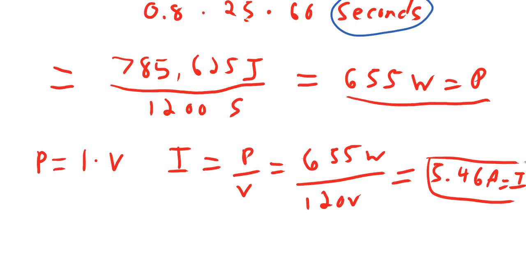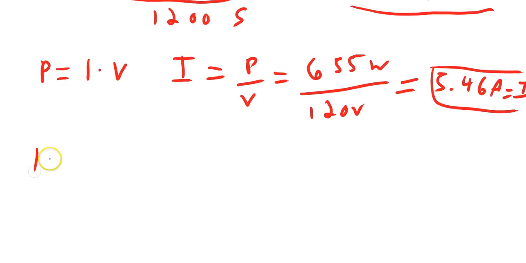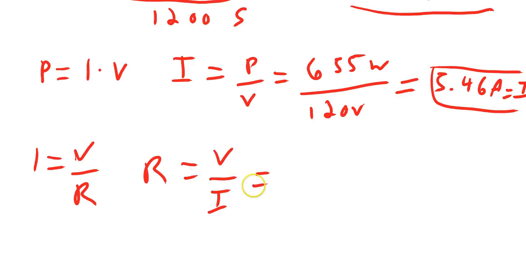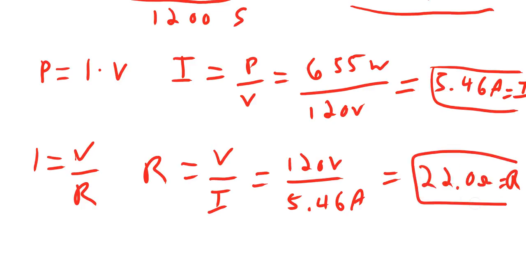Now, for the resistance, we can use Ohm's law, which says that I equals V divided by R. And if we solve that for resistance, resistance is equal to V divided by I, and we have 120 volts divided by 5.46 amps. And that gives us 22.0 ohms for the resistance. These are the two answers that we were asked for in the question.